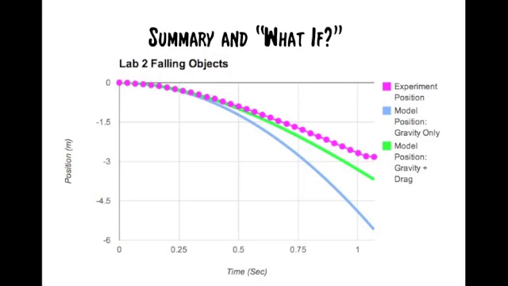What if we threw the object down instead of merely dropping it? I believe this would cause it to move faster in the beginning and reach its terminal velocity even sooner than it did.